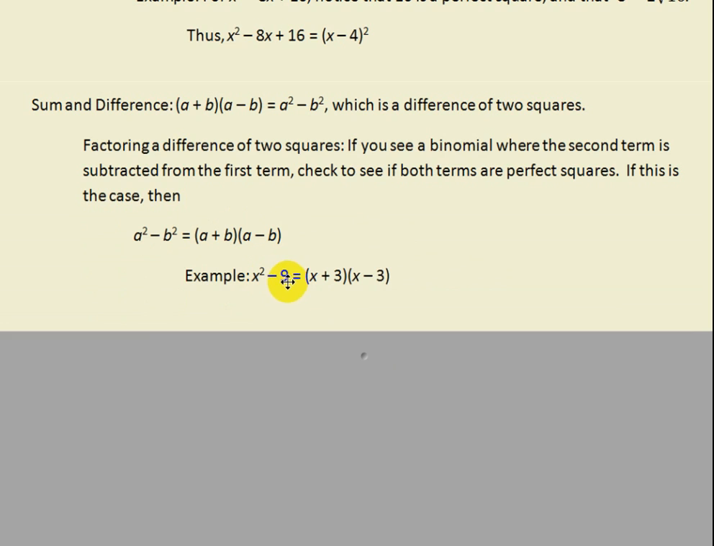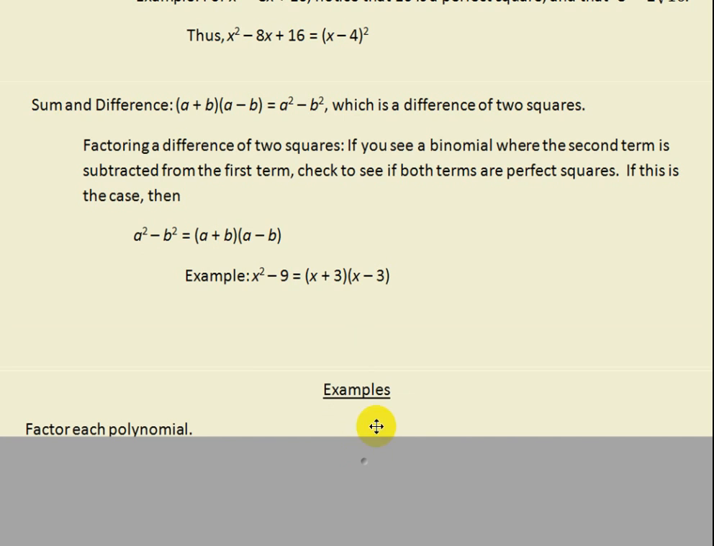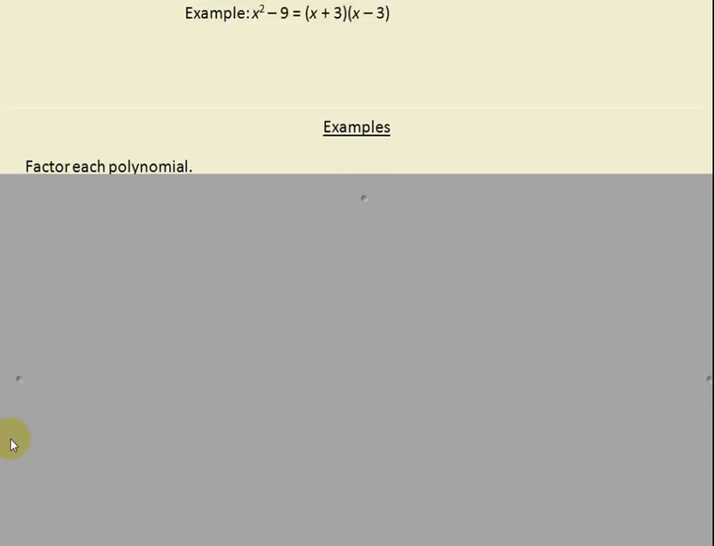So if we take x squared minus 9, notice the first term is a perfect square, that's equal to x squared. 9 is a perfect square, that's equal to 3 squared, and we're subtracting, so this factors into x plus 3, x minus 3. Alright, let's look at some examples.